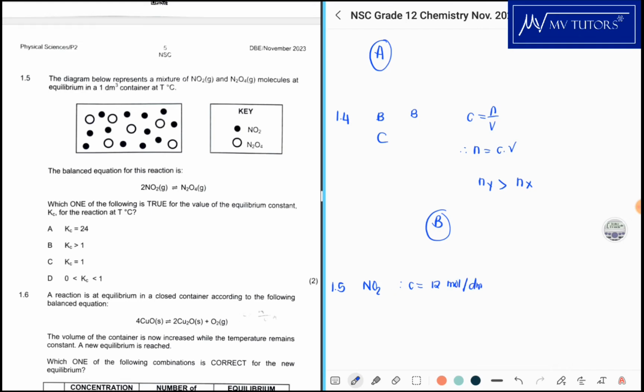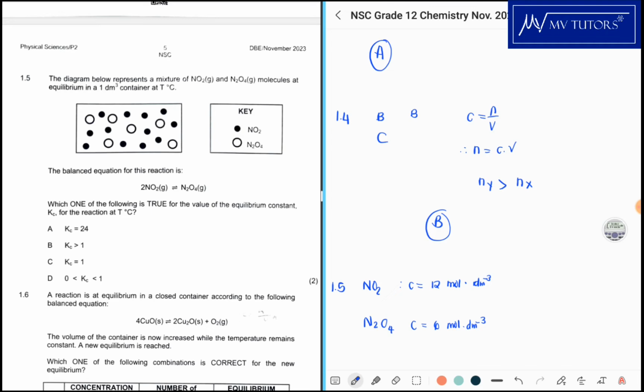That's not how you write it, you say per cubic decimeter. And then when it comes to dinitrogen tetraoxide, there the concentration would be, we have 2, 4, 6, so 6 moles per cubic decimeter. That's just putting it out there. We'll see going forward what it is that they want from us.